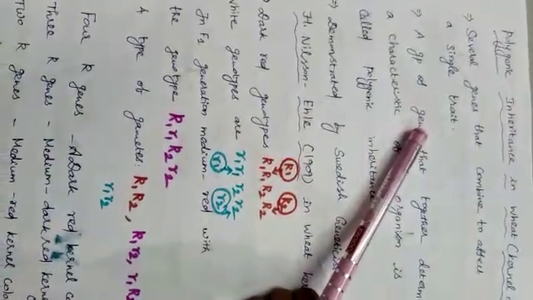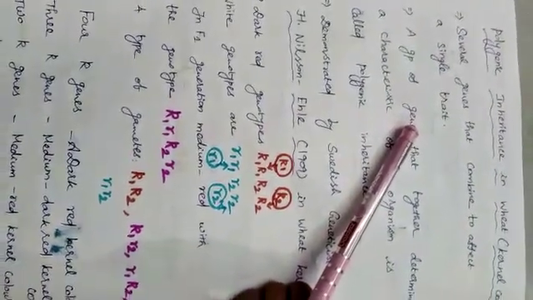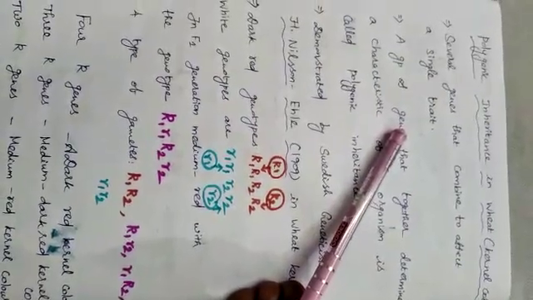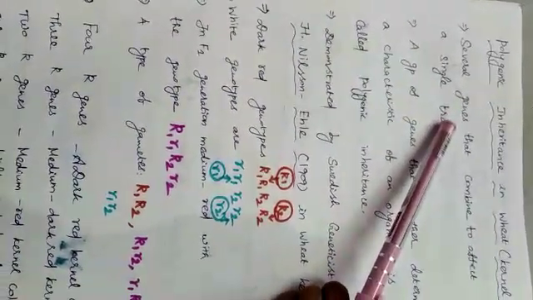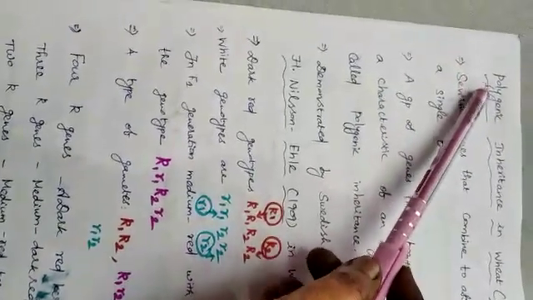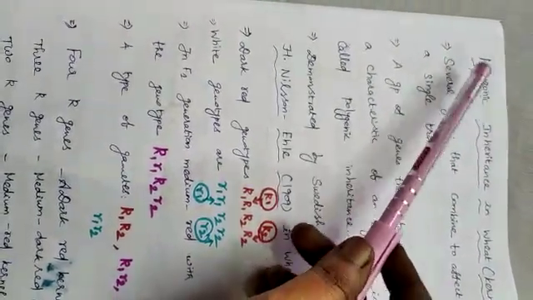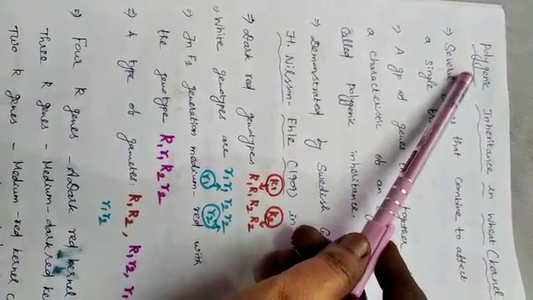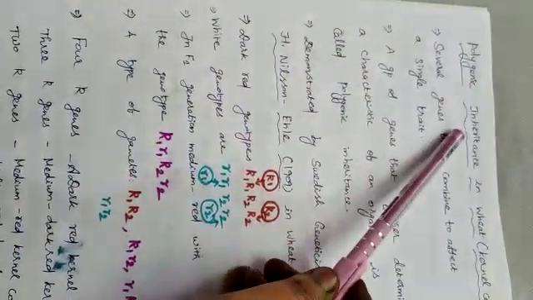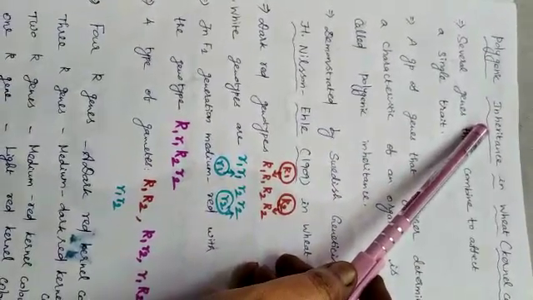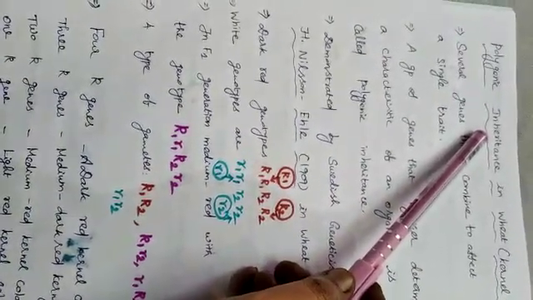Let us see the next topic, polygenic inheritance in wheat kernel color. What is meant by polygenic? Poly means many, genic means genes. So many genes are involved in the inheritance. Polygenic inheritance is another example of intergenic gene interaction.